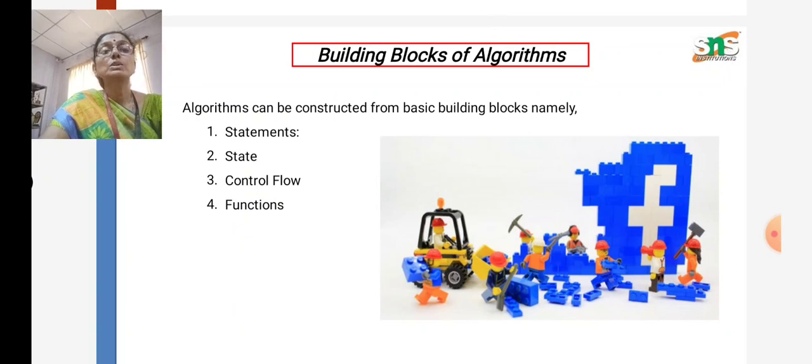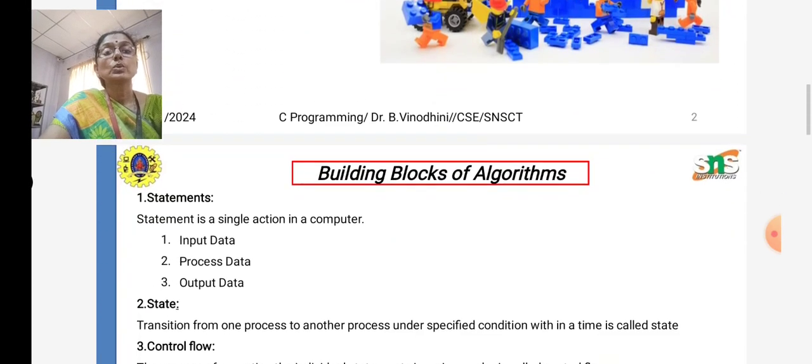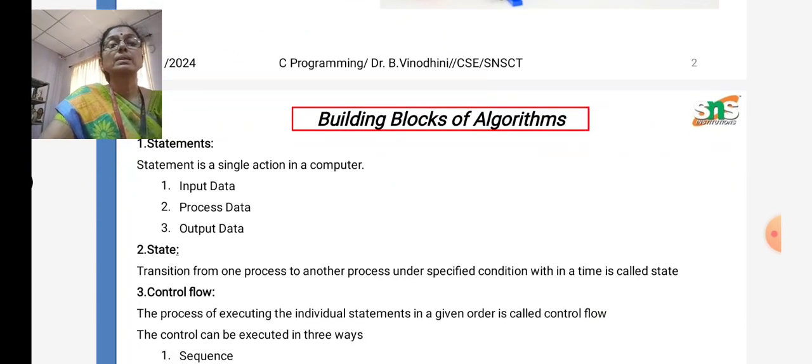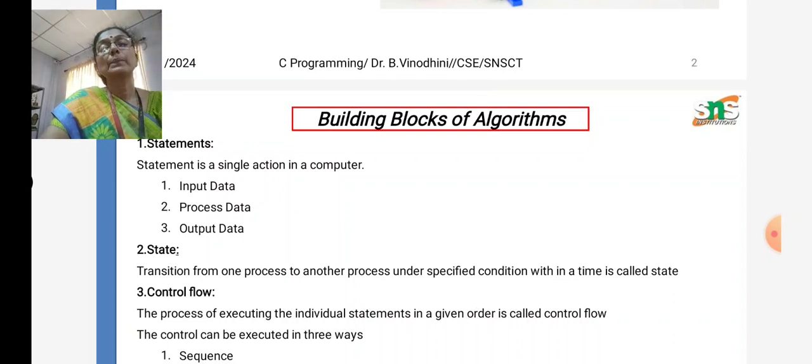So the building blocks of algorithms have four main terms: statements, states, control flow and functions. A statement is a single action in a computer. For example, we have input data, and from the input data it does the process and produces output data. So the statements are input data, process and output data.